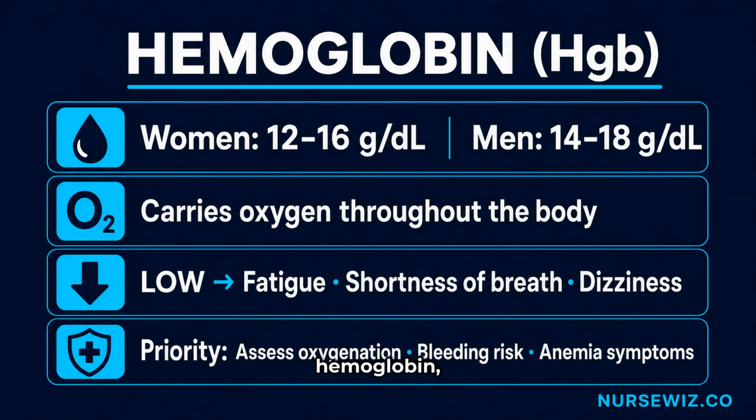4. Hemoglobin, 12 to 16 grams per deciliter in women, 14 to 18 in men. Hemoglobin carries oxygen. When it drops, oxygen delivery drops with it, and the patient usually tells you before the lab does. Fatigue, shortness of breath, dizziness. Your priority is to assess oxygenation, assess bleeding risk, and watch for the classic anemia symptoms.